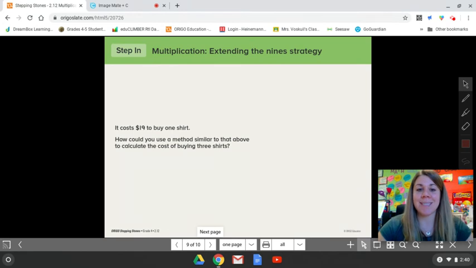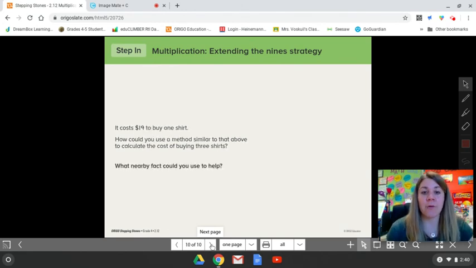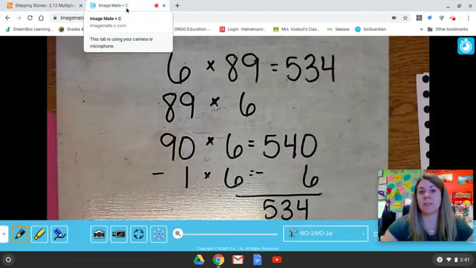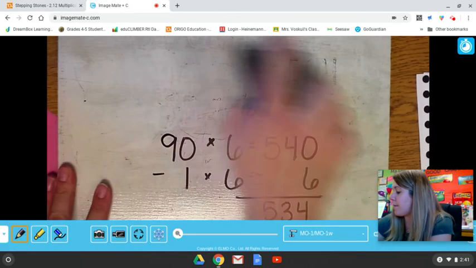Let's look at this. Okay, it costs $19 to buy one shirt. How could you use a method similar to that above to calculate the cost of 3 shirts? So if one shirt is $19, we need 3 shirts. So it would end up being 3 times 19. I'm going to bring you over to the board to show you this.